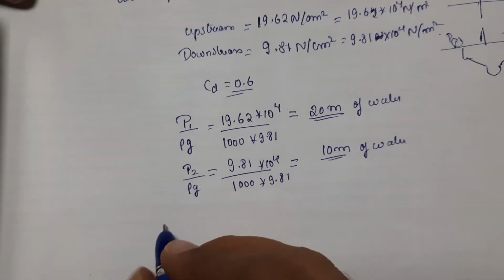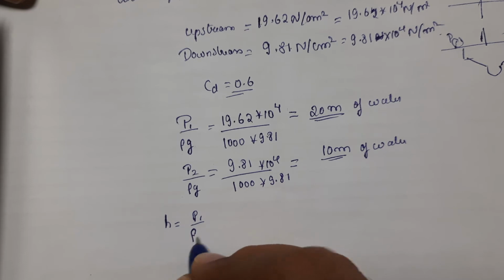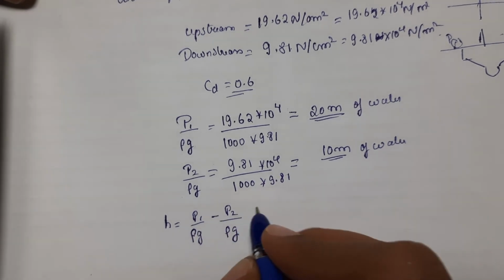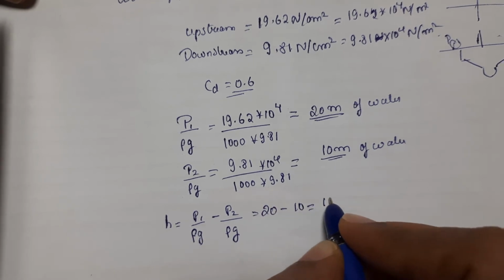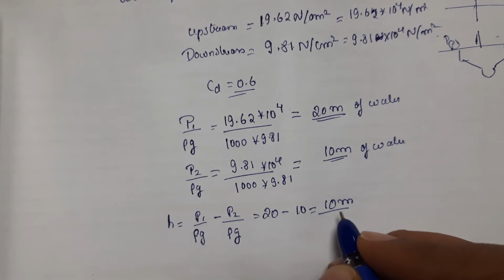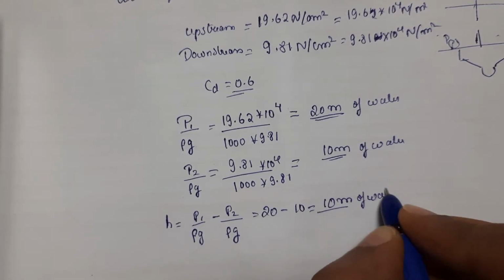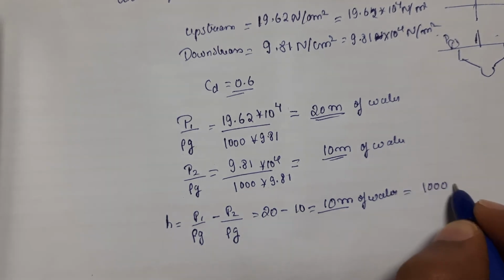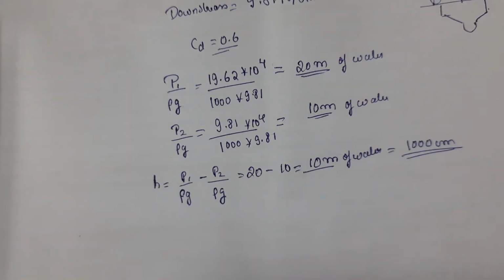Now H, the pressure difference, is nothing but P1 by rho g minus P2 by rho g. So that will be 20 minus 10. So you'll be getting the value as 10 meters of water. So that will be equal to 1000 centimeter of water.